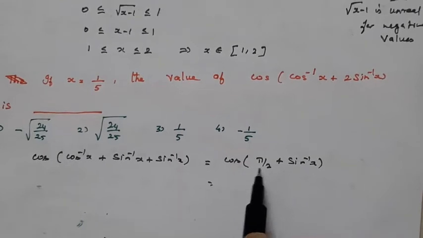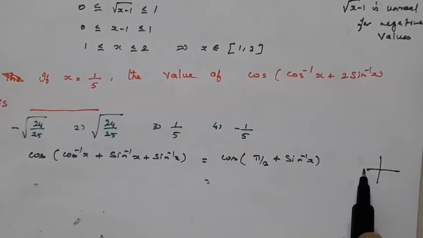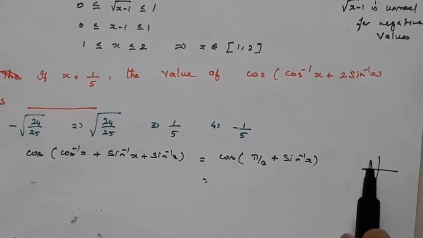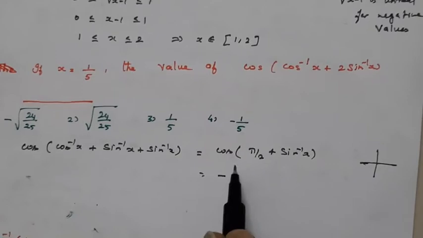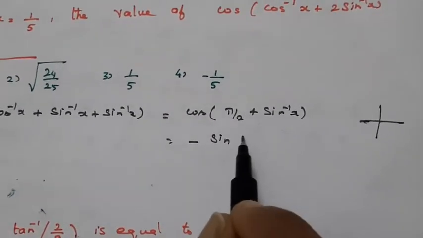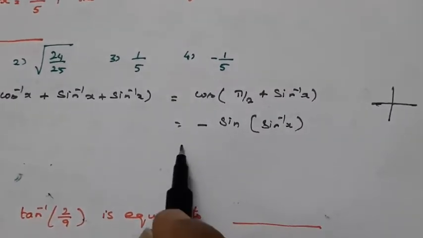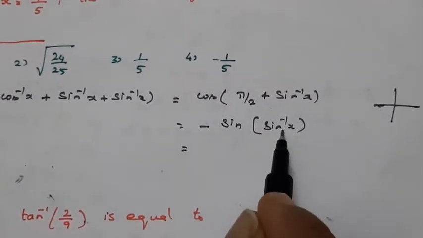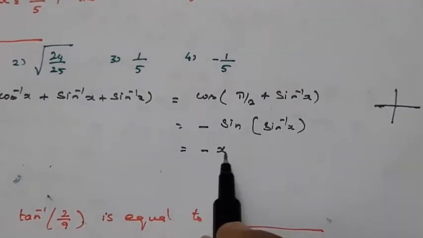And then cos of 90 plus something means cos of pi by 2 plus something, that angle lies in the second quadrant. In the second quadrant cos is negative. So that will be equal to minus, and when it is pi by 2 you have to change the ratio to sine. So this is nothing but sine of this angle, which is sin inverse of x. Then sine of sin inverse of x is x. So that is equal to minus x.